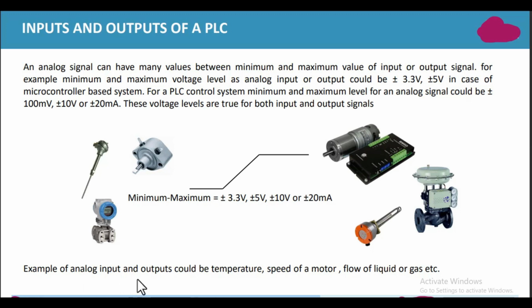Examples of analog inputs and outputs could be temperature, speed of a motor, and flow of liquid or gas. This is the flow sensor, and its maximum and minimum ranges are given here. This is the flow sensor, this is the temperature measuring sensor, and this is the motor.